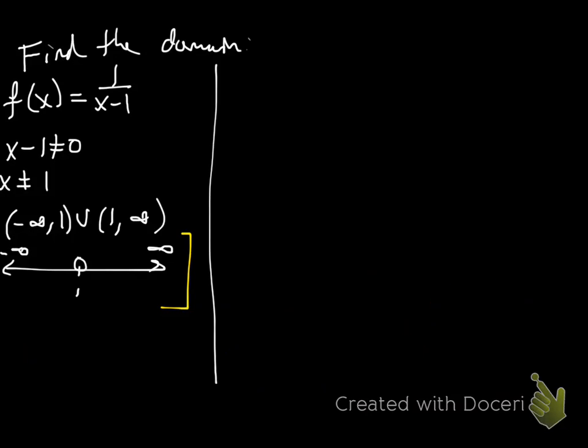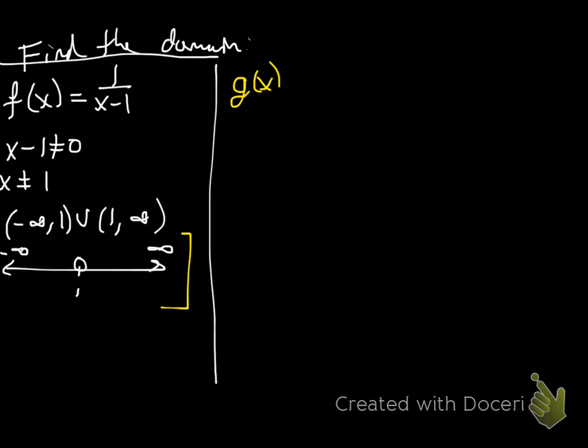The u in between them is union. It means or, so we're either on the left of 1 or the right of 1. And I might ask for interval notation, so you should know how to do that. So let's do another example, and that's the domain x cannot be 1, or that interval there.